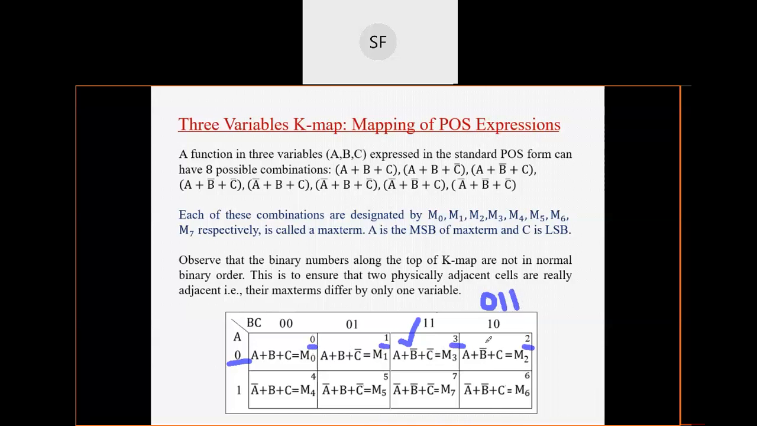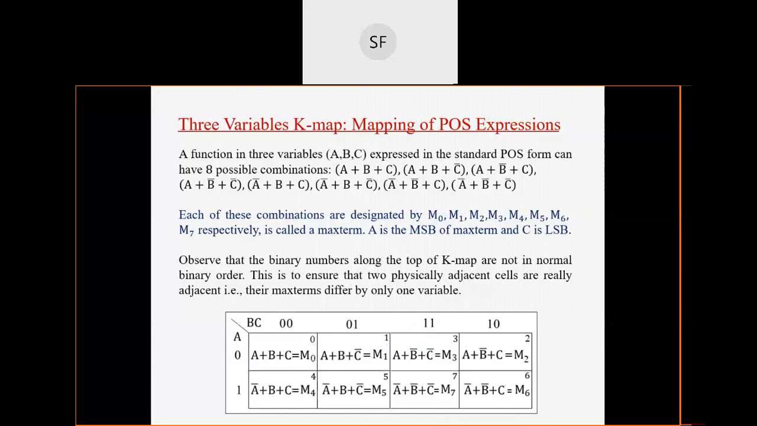Okay. So similarly, you have to solve all the problems related to 3 variable K-map using POS expression. The representation of 3 variable K-map is the same in both SOP and POS form. Okay. So the representation will be the same, but what will change? Min term will become max term, and this complemented, uncomplemented thing will vary.